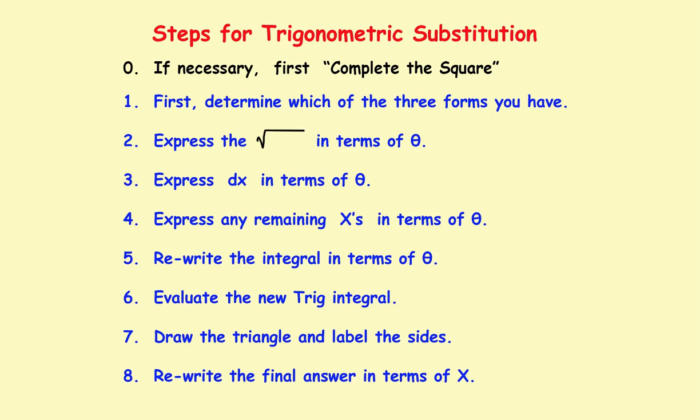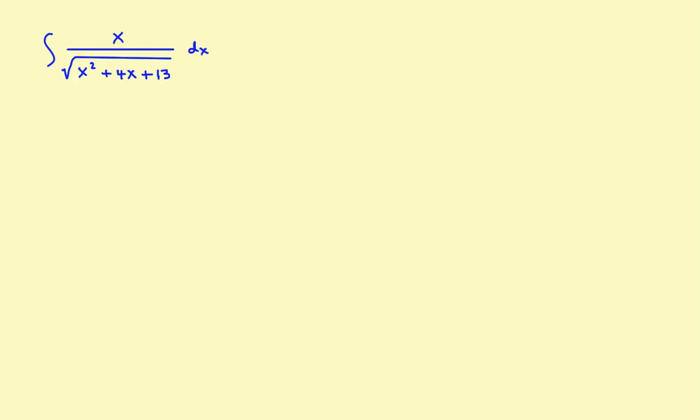So now with that in mind, let's take a look at a problem, see what a problem looks like where you have to complete the square. Okay, now the problem looks something like this. Now look at the square root in the bottom. It's not something squared plus something squared. It's just x squared plus 4x plus 13.